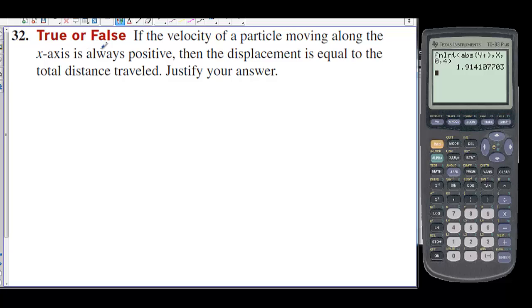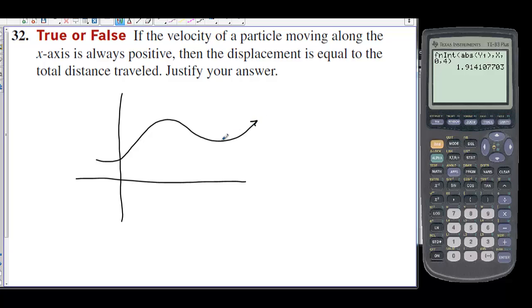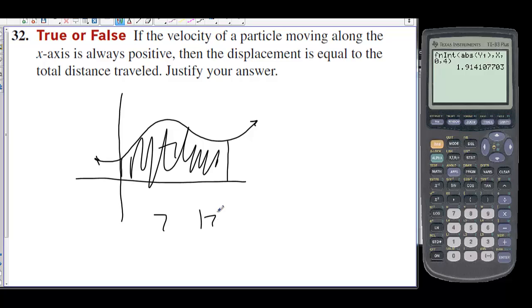True or false, if the velocity of a particle moving along the x-axis is always positive, if we have a function that is always positive, then the displacement is equal to the total distance traveled. Justify your answer. Well, that's true, because if we have this finite area, this finite displacement, let's call it 7, then the area will be 7, and the absolute value of the area is also 7. So this is true.